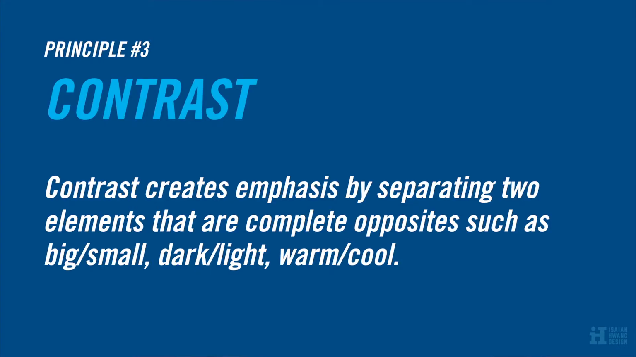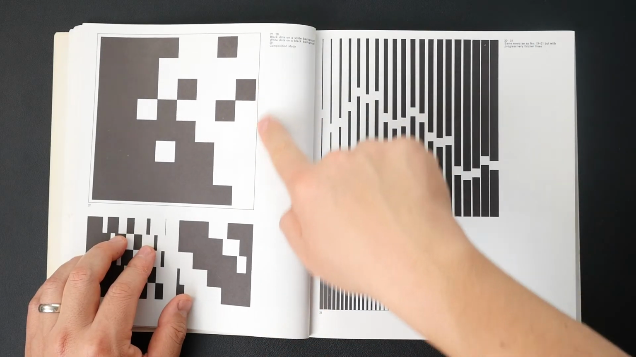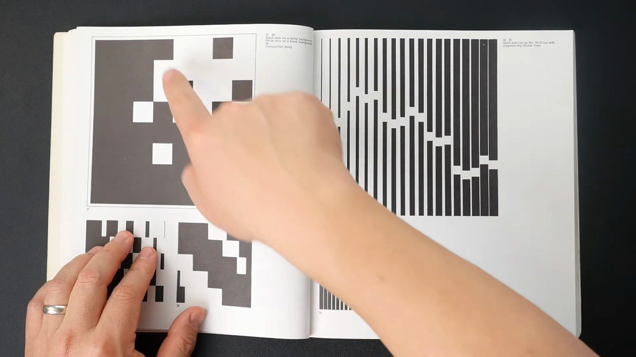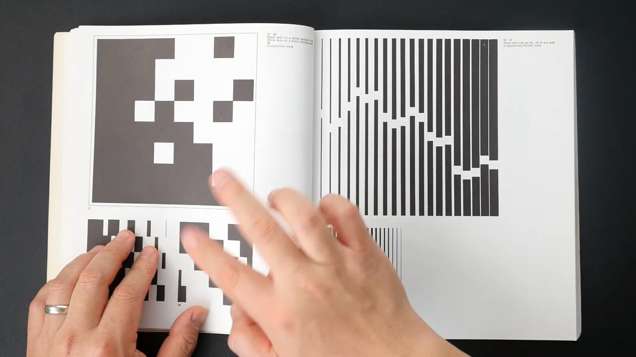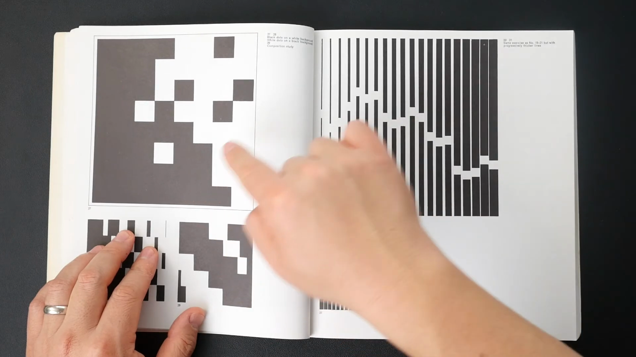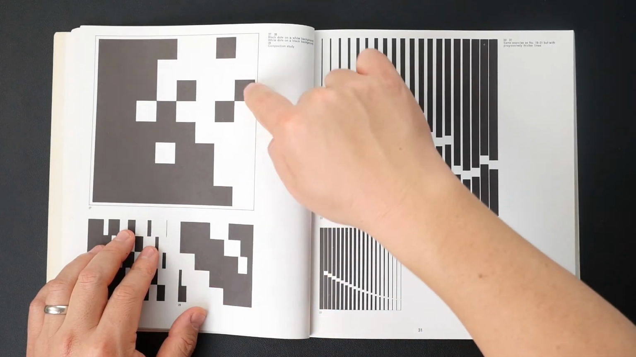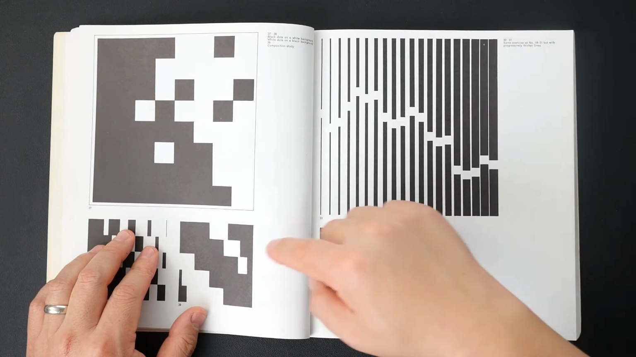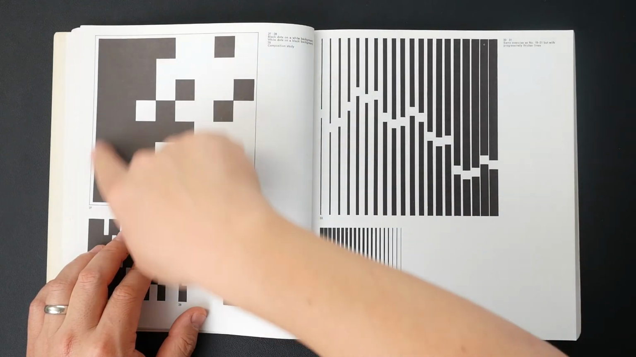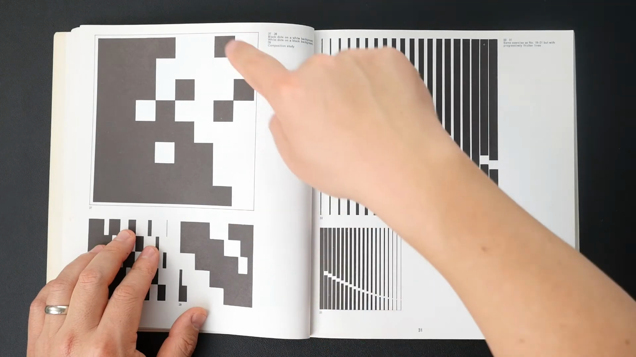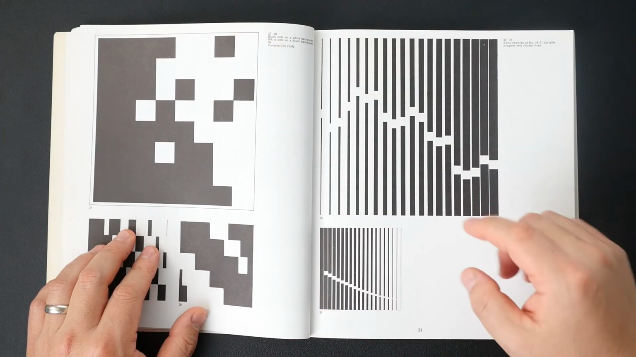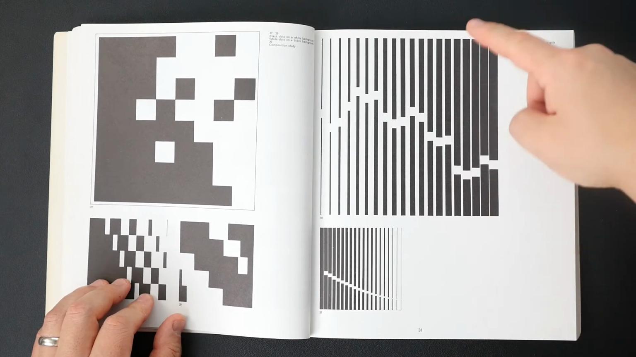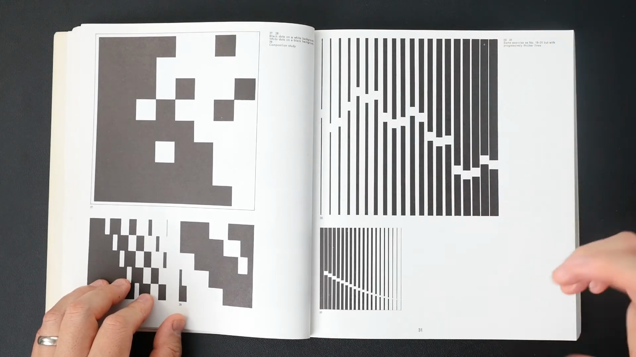Principle number 3 is contrast. Contrast creates emphasis by separating two elements that are complete opposites, such as big, small, dark, light, warm, cool. So if you look at this design right here, automatically you understand that this dark and this white gives you a really nice contrast. So it'll give you emphasis on this section of the design and these little sections. So if you had some kind of poster and you wanted to create some emphasis, you can create one huge piece of the design and then have separate little parts here that would also create that emphasis. And the same thing with here. These lines go from dark to light and it creates that nice contrast.